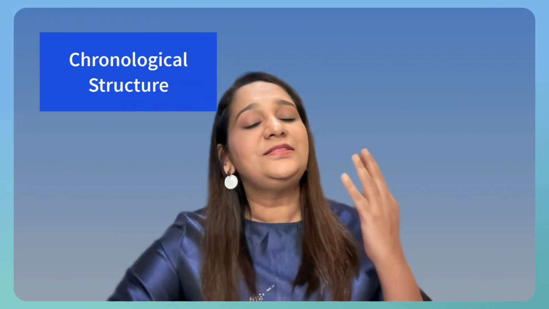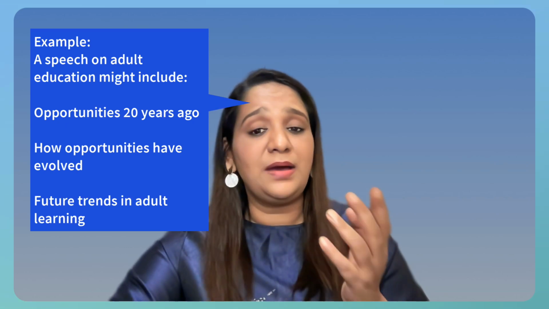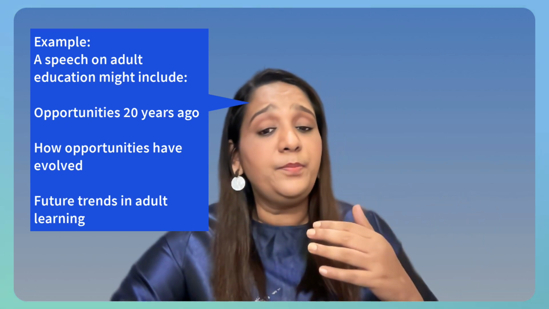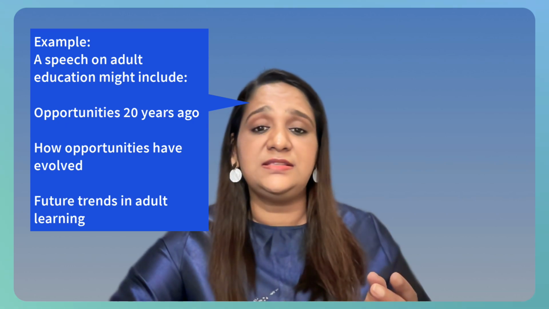The third one is chronological structure. A chronological structure arranges information in a time based sequence. It is especially useful when presenting historical topics or explaining a process. For instance, a speech on adult education might include opportunities 20 years ago or how opportunities have evolved. It might also talk about future trends in adult learning.